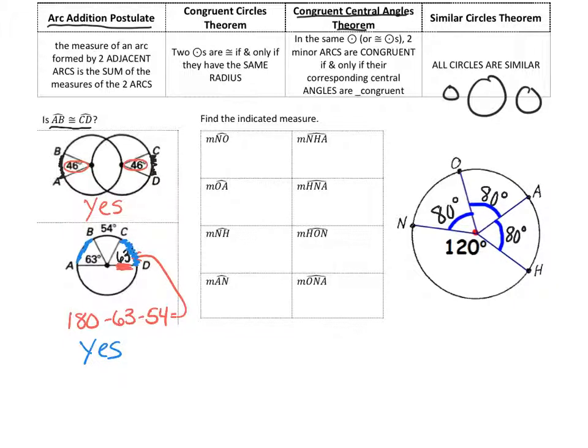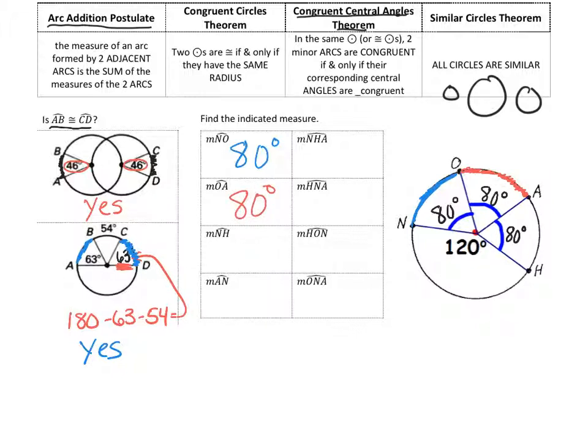Now let's take a look at this next circle over here on the right-hand side. The first one wants us to find out the arc measure from N to O. If we look here on our picture, 80 degrees is in the center, so it's obviously 80 degrees. The next one says from O to A. You guys probably have looked at it and know that that one is also 80 degrees.